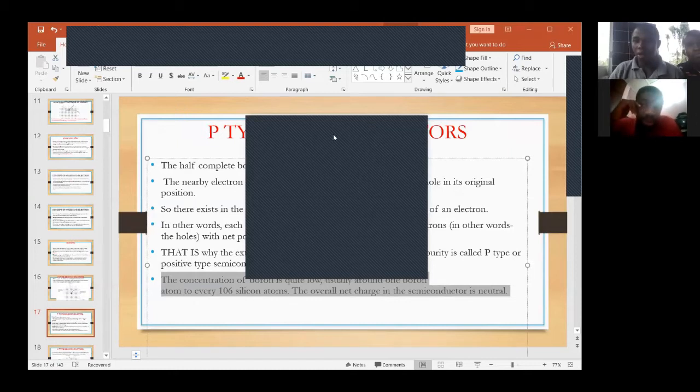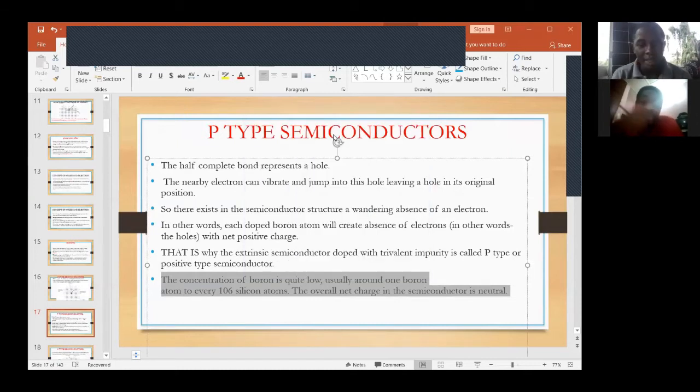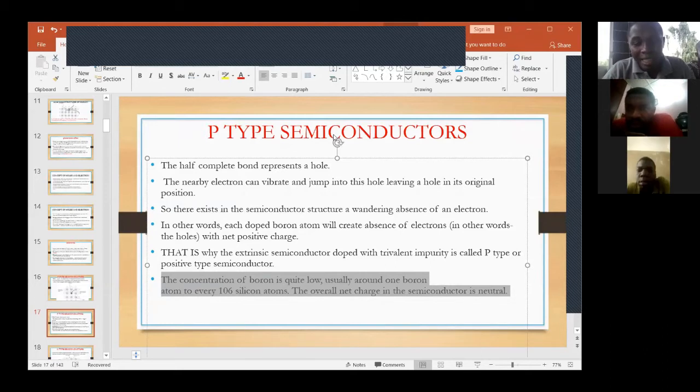Welcome. No problem. Yeah. So what we are saying is that the concentration of boron is actually low. That means that for you to add boron directly to silicon is a lot of work. Now, according to Avogadro's law, I think 10 raised to the power 23 atoms for 1 mole. That's what Avogadro's law says. So we have a lot of atoms.